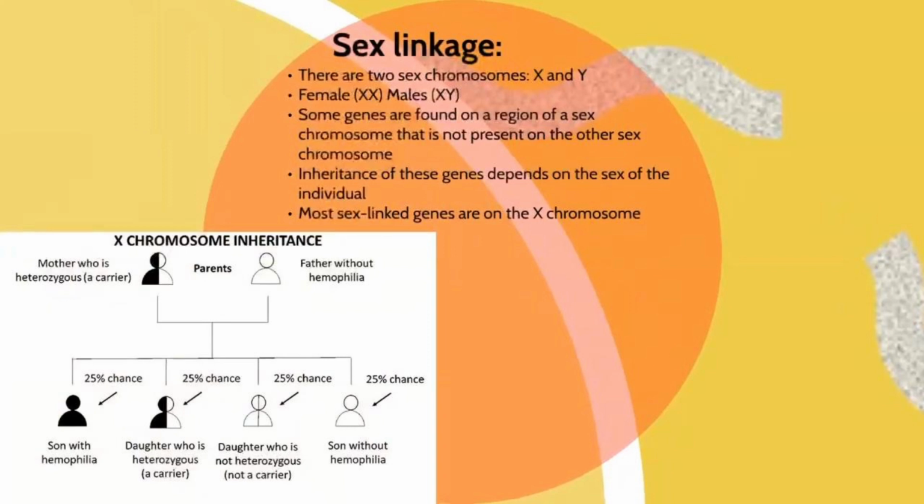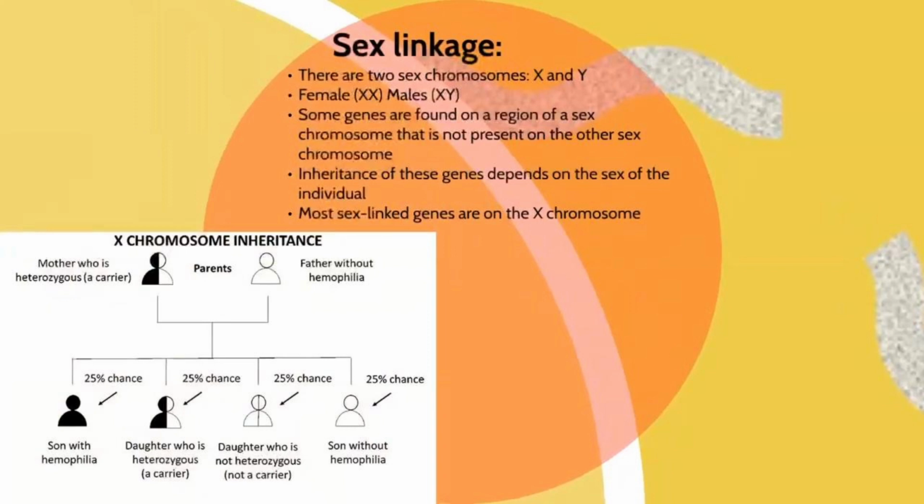In this case, the father does not have haemophilia. So that means that he has an X chromosome that does not have the recessive haemophilia allele on it. And then he also has a Y chromosome, which doesn't have the gene on it.